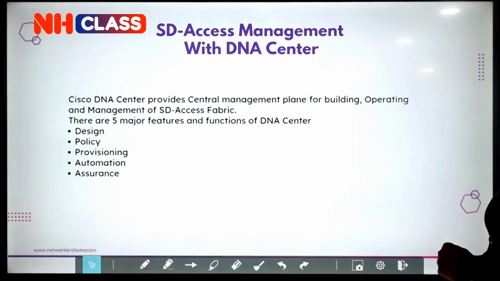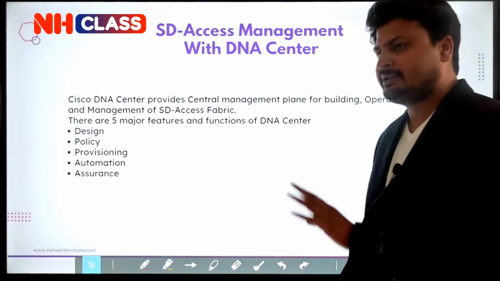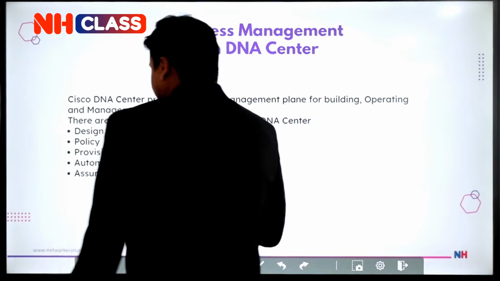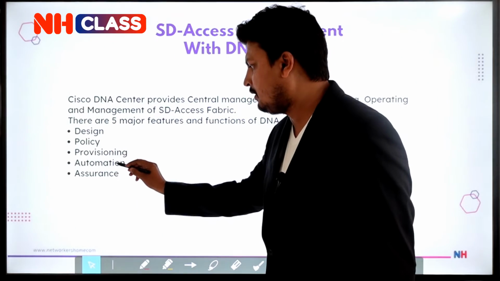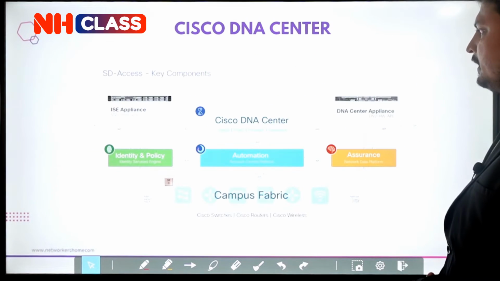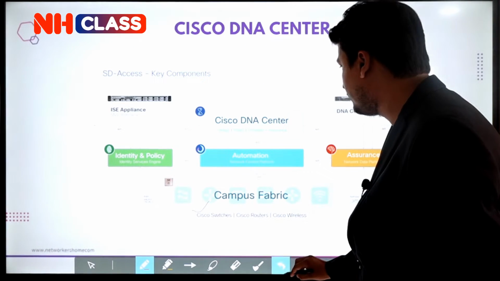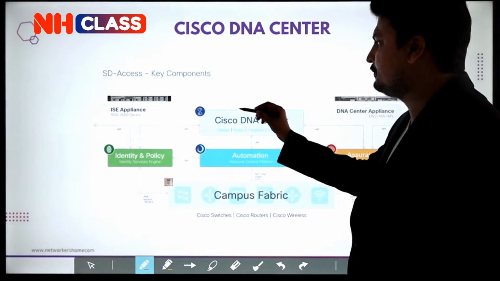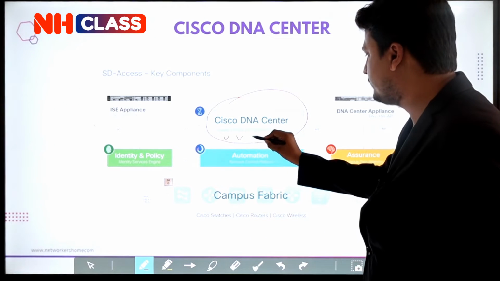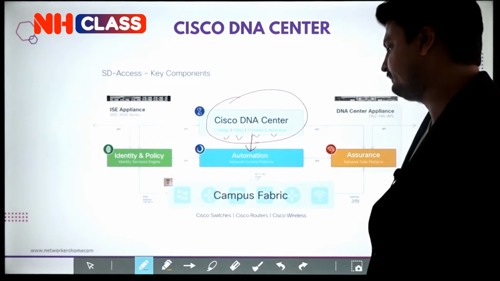Now, let's understand SD-Access management with DNAC Center. As I told you earlier, we have the 5 major pillars or components under the DNAC. Same thing: design, policy, provisioning, automation, and assurance. Now let's deal with all this part. Here you can see in this picture, we have a DNAC Center. Under this, we have design, policy, provisioning, and assurance, and it also provides automation to our network, right?